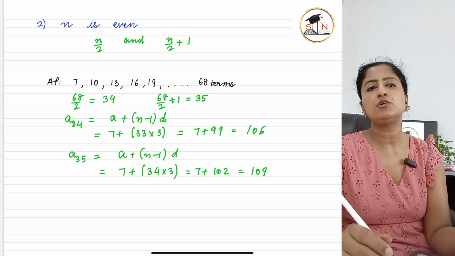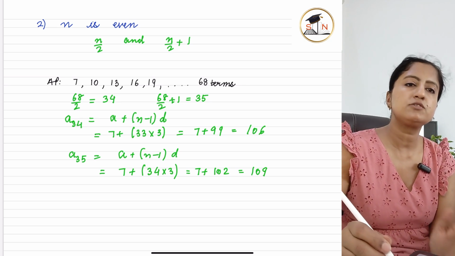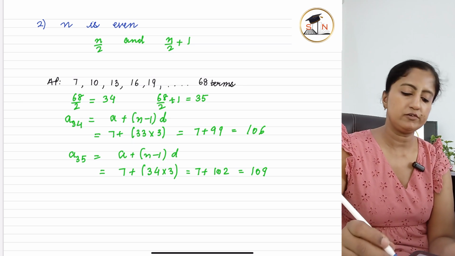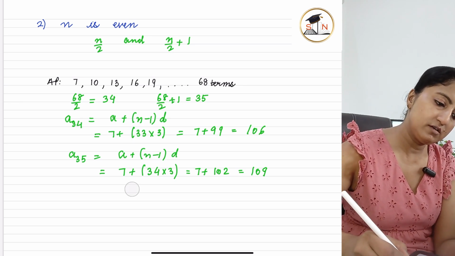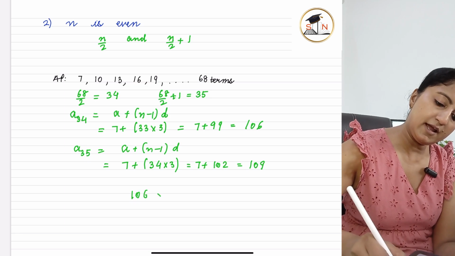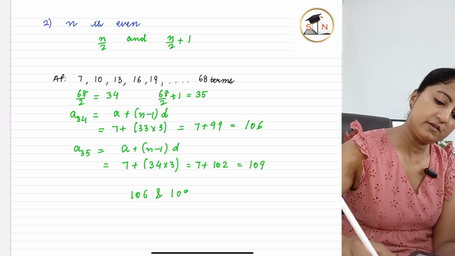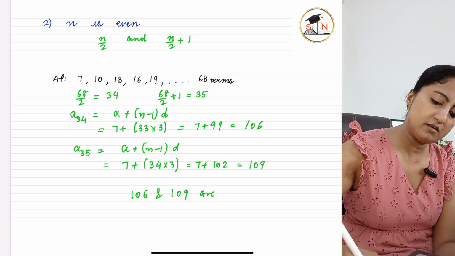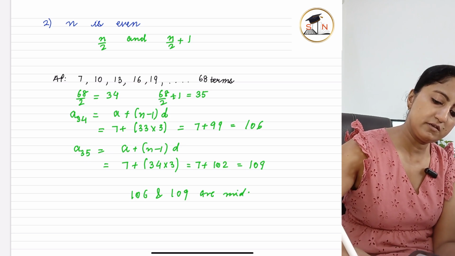So now whenever your n is even, it is going to result in two middle values, and therefore 106 and 109 are the middle terms over here.